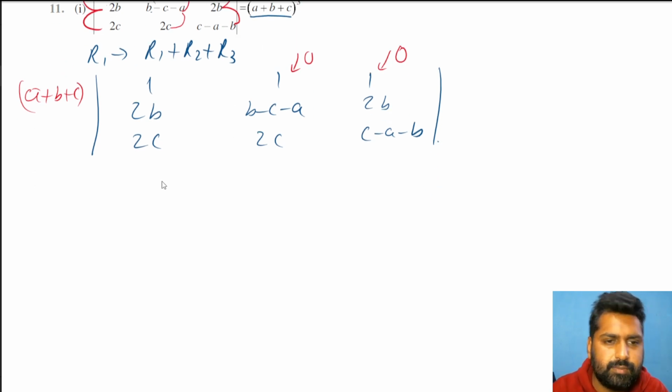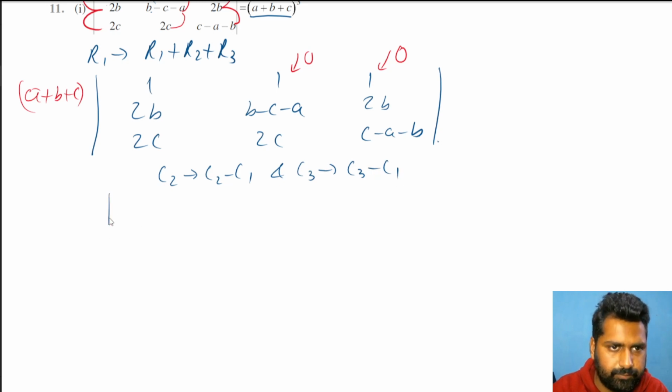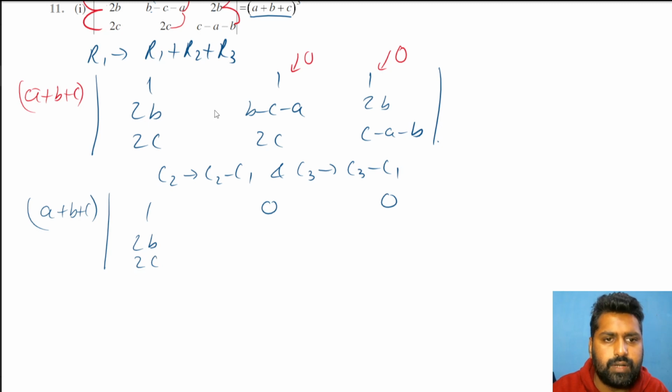Let's see what happens. C2 goes to C2 minus C1, because we'll be using this one to get 0, and we'll be using this one to get 0 here also. And C3 also goes to C3 minus C1. A plus b plus c, 1 0 0. This is 2b, 2c. We are subtracting column 1 from column 2 actually. So 1 minus 1 is 0. 2c minus 2c is also 0.